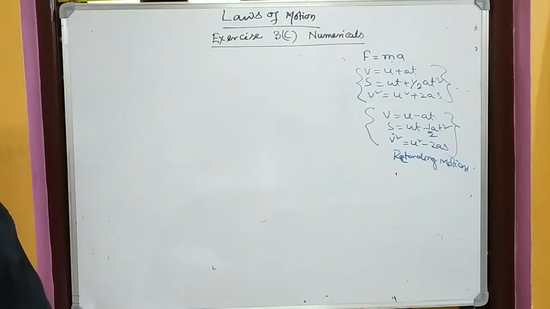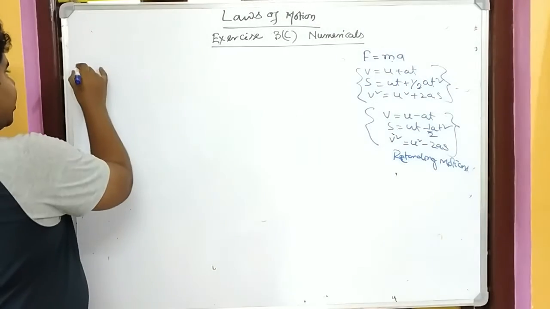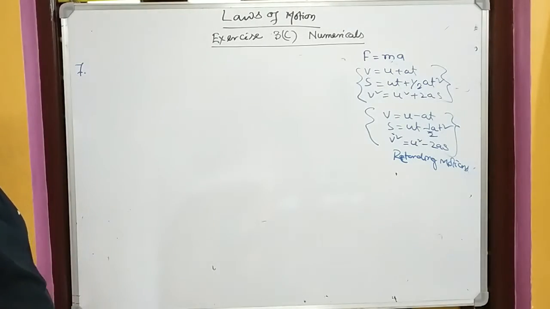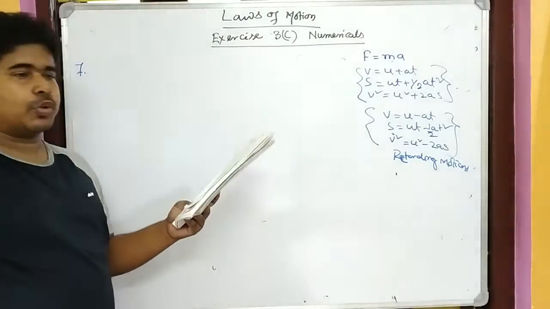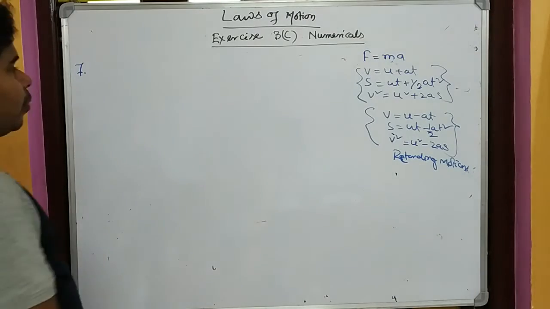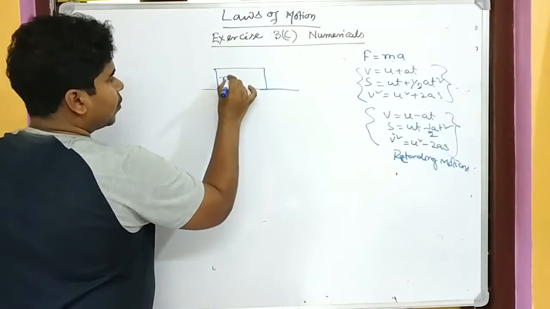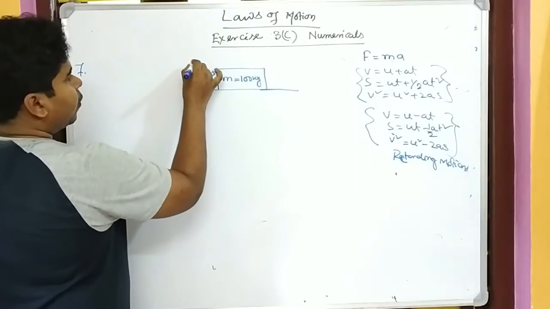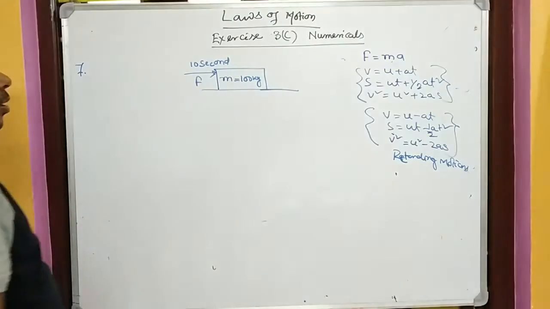Now we'll start from numerical 7. Though numerical 7 is very easy, as per my experience I have seen many people make mistakes in this numerical. So what is told here? A force acts for 10 seconds on a stationary body of mass 100 kg. The force is applied on it for 10 seconds.